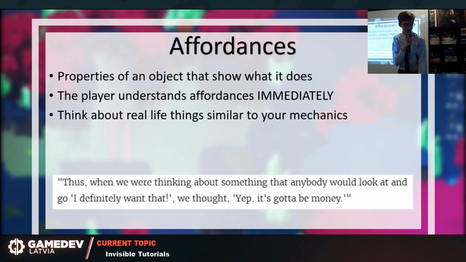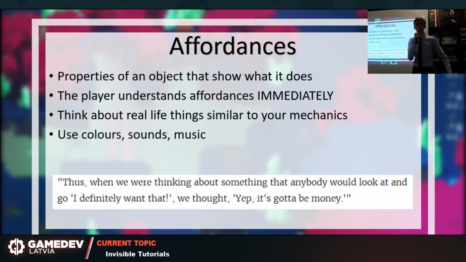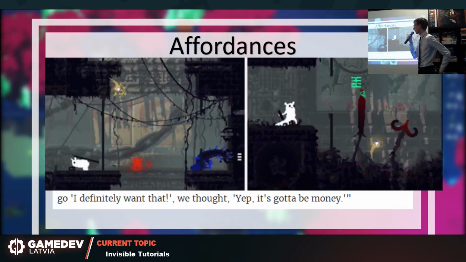And now, if you really understand how affordances work, then you can do all sorts of freaky things. You can start playing with more weird concepts like colors, sounds, music, and use those as affordances. So, for example, in Rain World, if you have this little buddy that follows you, and you encounter a predator for the first time, it will show you a flashing red symbol. If you encounter a new type of food, it will show you a flashing green symbol.